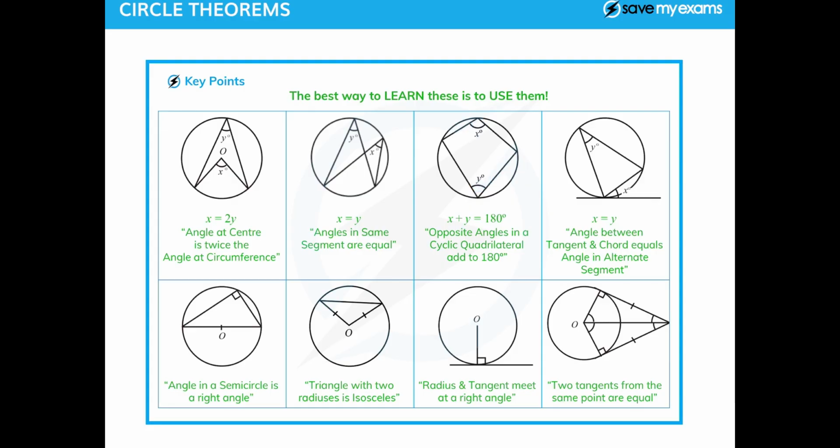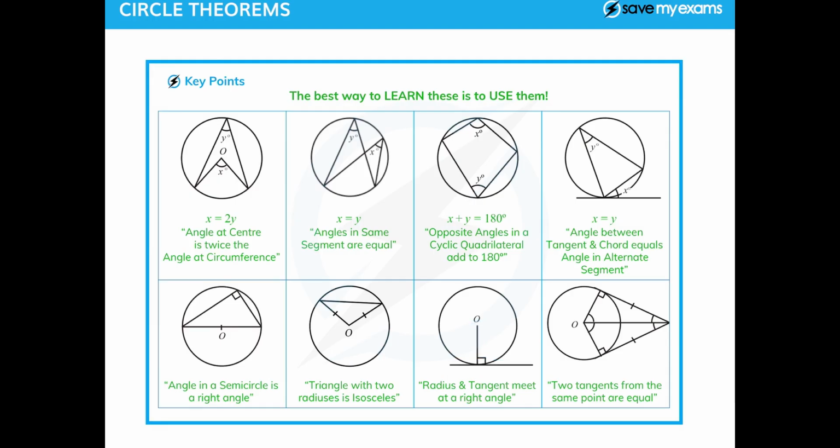If we have a tangent and a chord, then the angle between the chord and the tangent is equal to the angle in the alternate segment there, the other segment on the other side of the chord. Angle in a semicircle, in other words, if I draw a diameter, then any angle I draw in that semicircle is a right angle. If I ever come across two radiuses, that makes an isosceles triangle like that. A radius and a tangent always meet at right angles.